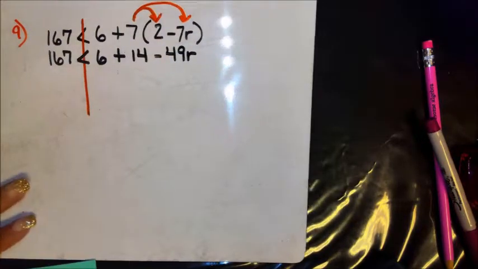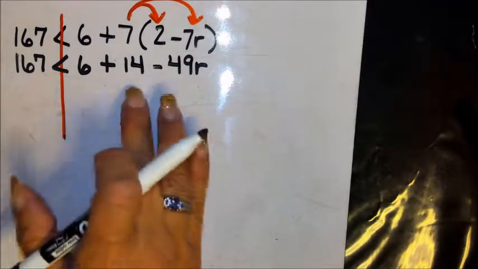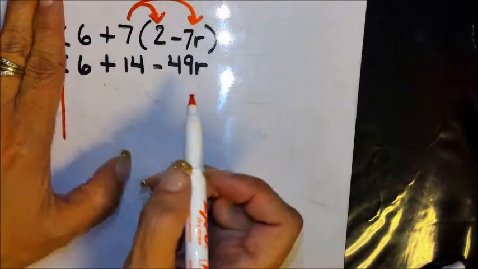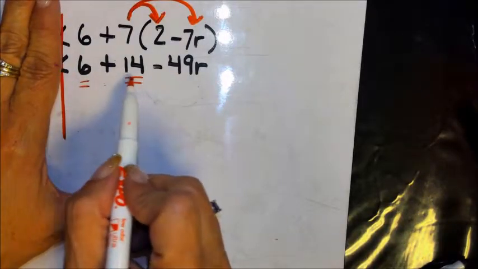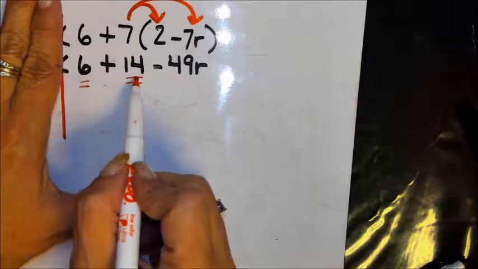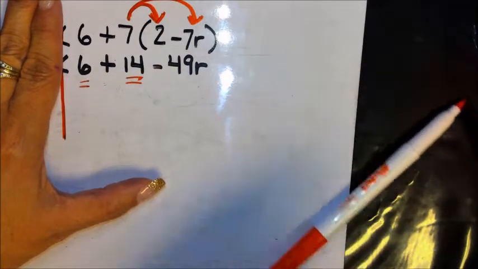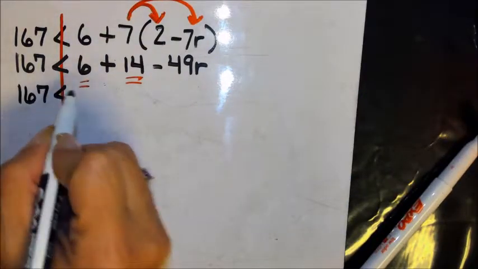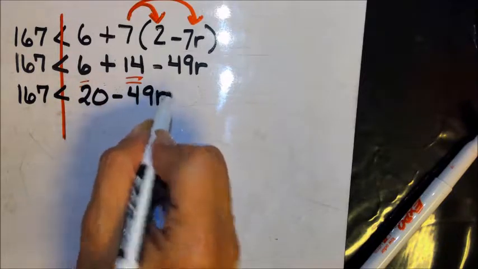Now when I look at this one, I notice that over here on the right is a whole bunch of terms. If I covered this up, what can I put together? I notice that 6 and 14 are both just numbers. It's on the same side, so I'm going to add those together. 6 plus 14 is going to give me 20. So that's 16 + 7 less than 20 minus 49r.